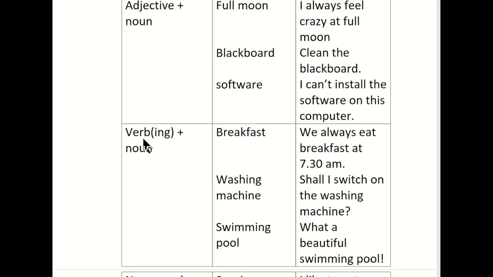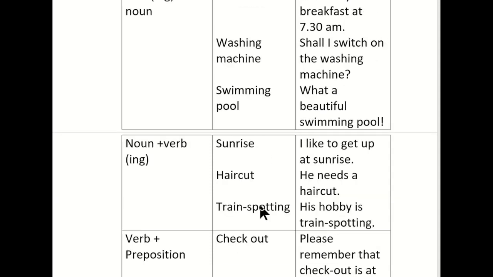Verb with ing form plus noun. Breakfast. We always eat breakfast at 7:30 a.m. Washing machine. Shall I switch on the washing machine? Swimming pool. What a beautiful swimming pool.